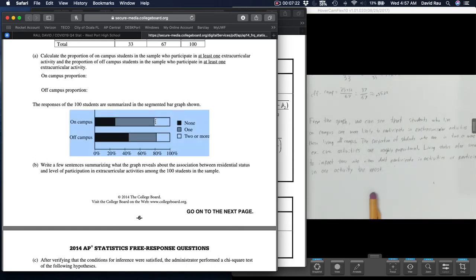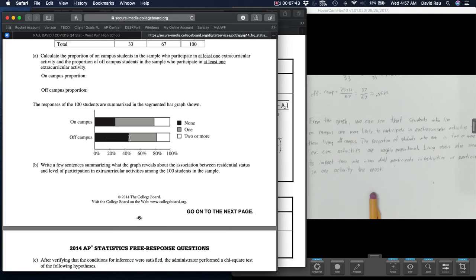You can see that obviously 2 or more doesn't really matter. The biggest difference in the widths of the graphs are in between on-campus none and 1 and off-campus none and 1. We can see that there's a big shift that happens between being on campus and not doing anything and being on campus and not doing anything.